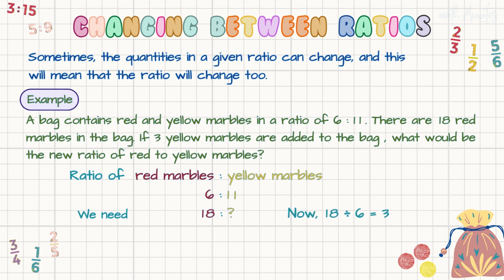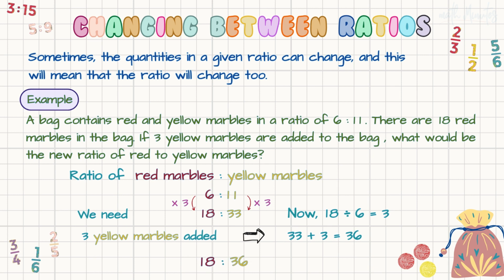Now, 18 divided by 6 gives us 3, which means if we scale our initial ratio by a factor of 3, we have 18 red marbles on the left side, and 11 times 3 equals 33 yellow marbles on the right side. So, there were originally 33 yellow marbles. Now, if 3 yellow marbles are added to the bag, then there are now 36 yellow marbles. The new ratio of red marbles to yellow marbles is 18 to 36. We can simplify this by dividing by the highest common factor, the HCF, which in this case is 18. This simplifies to 1 to 2.